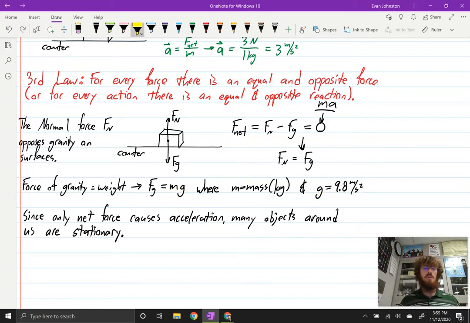And so to summarize, it's really only net forces that cause acceleration. But because most things around us aren't moving in the world, at least just looking around the room, a lot of objects are stationary because they don't have a net force. They have forces, but not a net force. That's it.